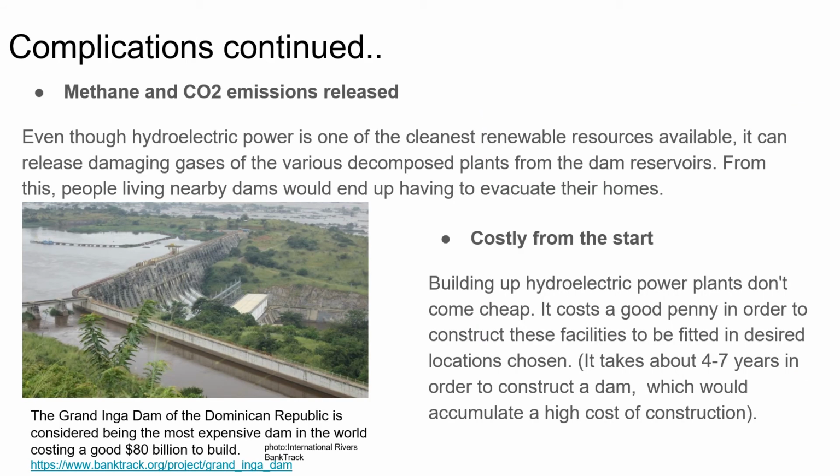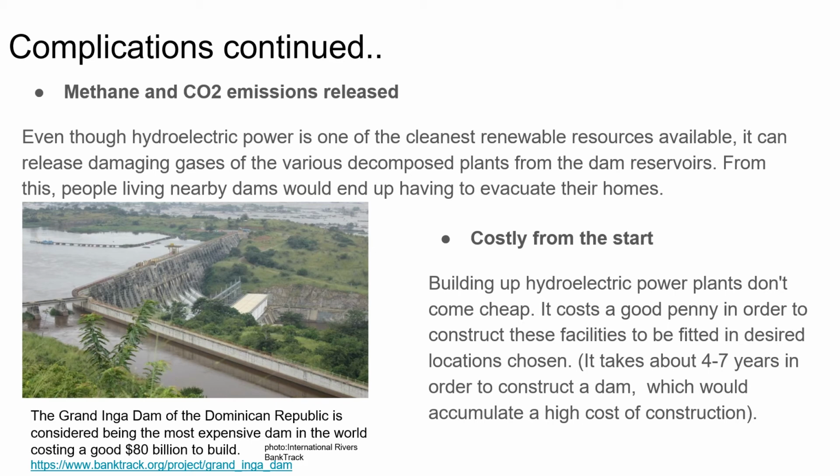Methane and CO2 emissions can be released into the atmosphere. Even though hydroelectric power is one of the cleanest renewable resources available, it can release damaging gases from the various decomposed plants in the dam reservoirs. From this, people living near dams would end up having to evacuate their homes and find a safer place in order to survive. Lastly, it's costly from the start.